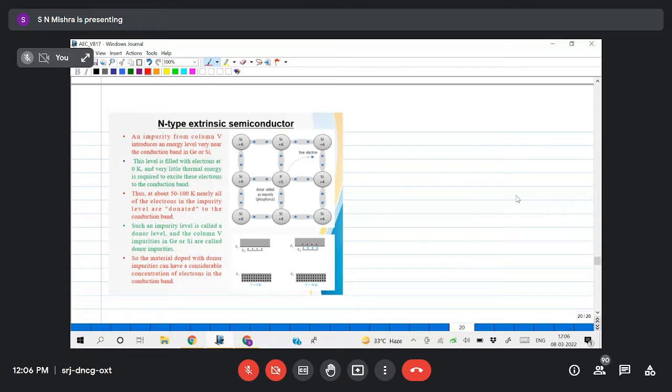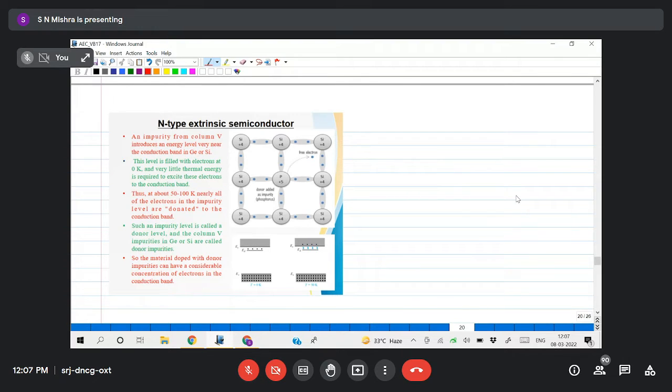Yesterday we have seen, if you consider an intrinsic material and a covalent bond breaks, then one electron and one hole, that is an EHP pair, is generated. Then what is the problem in intrinsic material? Then how to increase the conductivity in extrinsic material by adding trivalent and pentavalent atoms, we have seen. And in that we first discussed the n-type material where pentavalent atoms are added into silicon.